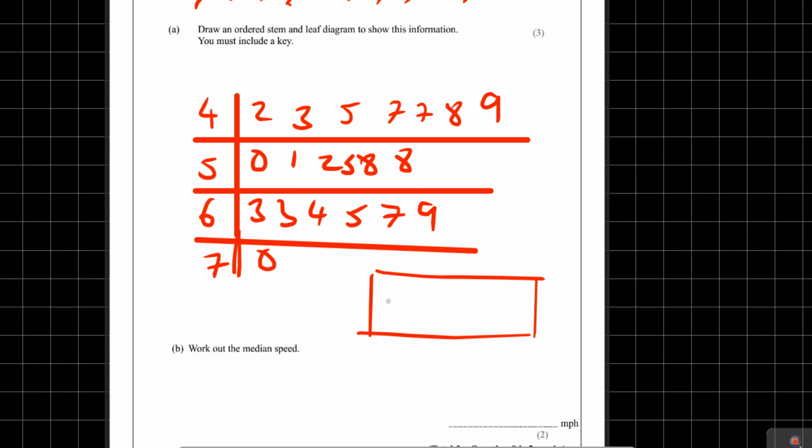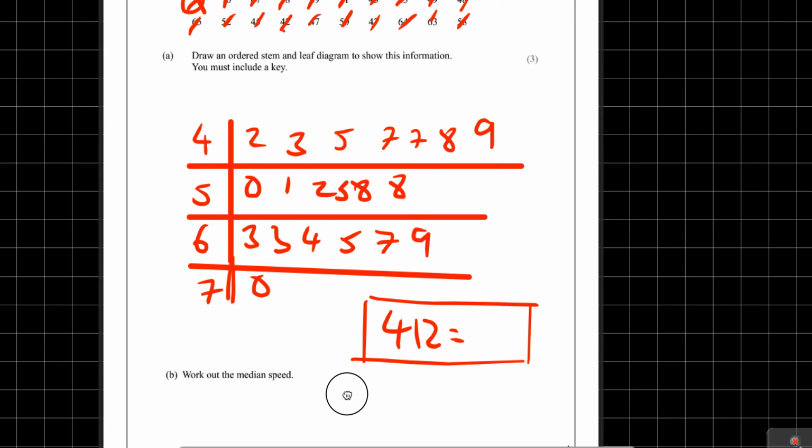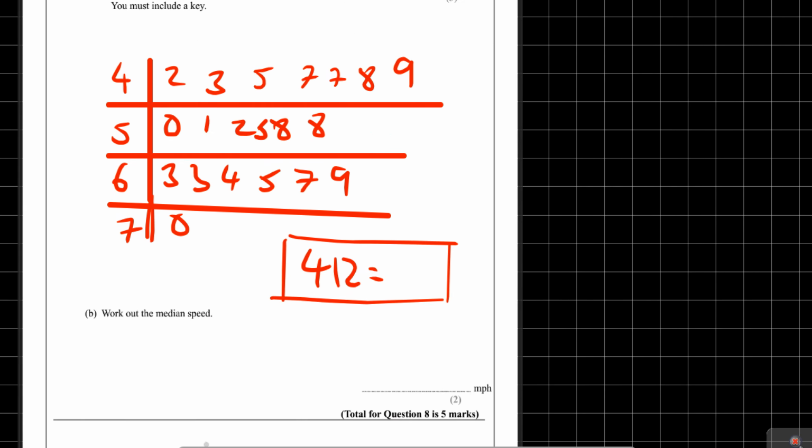so just draw in a box and then just pick one of them, so we can do 4 and 2, and then that's equal to 42 miles per hour, so 42 mph, and that is your key. You can also label it key as well, but you don't need to label the key as a key, it should be obvious what it is.